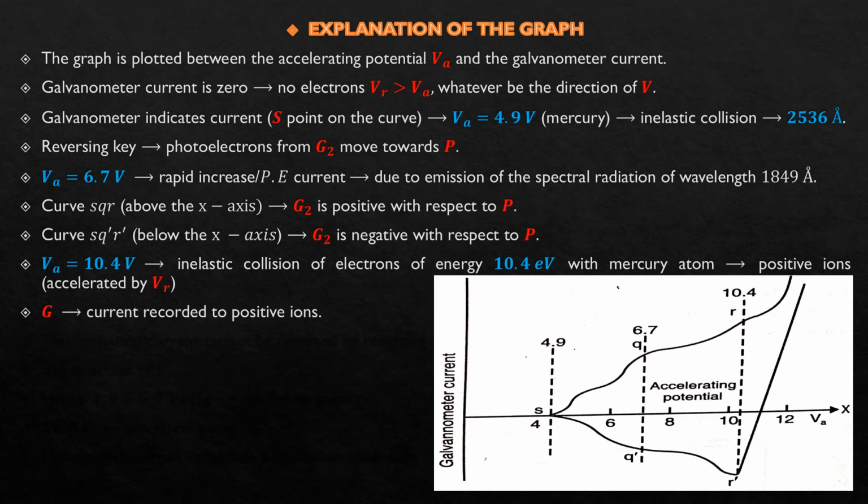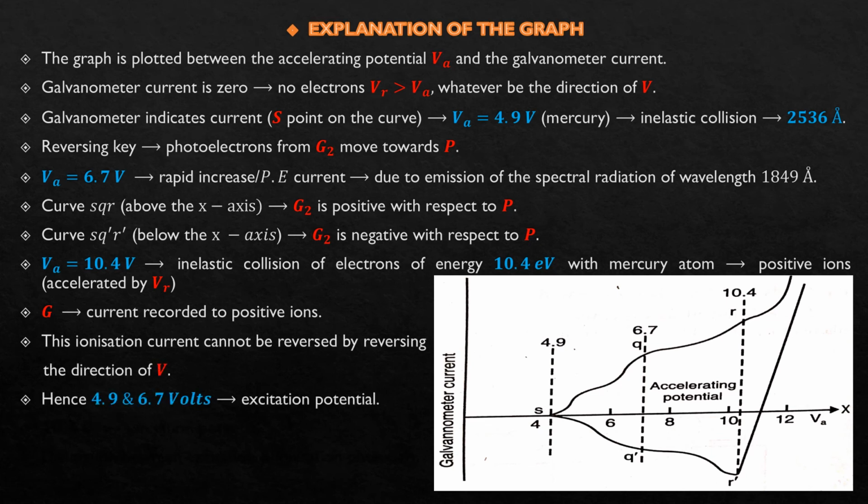So due to that the galvanometer shows some current because of these positive ions. The current recorded by G is now due to positive ions. This ionization current cannot be reversed by reversing the direction of V. Hence 4.9 and 6.7 volts give the excitation potentials, and 10.4 volt is the ionization potential of mercury.